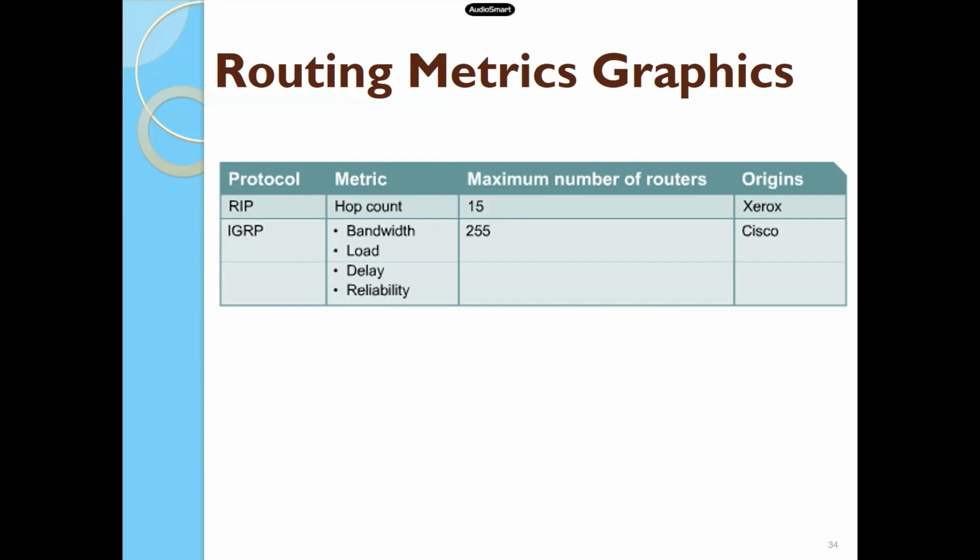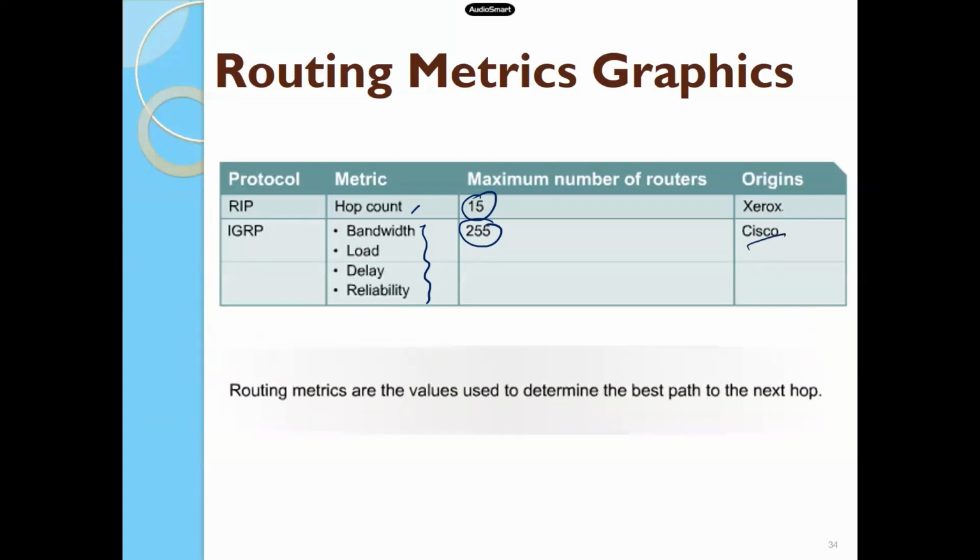So here's a quick comparison between RIP and IGRP. For RIP, the metric is hop count, and the maximum is 15 routers or 15 hops. It was originated by Xerox. IGRP has a composite metric of all those. It has no limit technically, but it is limited to 255, because here it's not about the hop count, or the jumps of the message. And it was developed by Cisco. So by now, I think we all agree that the routing metric is used to determine the best path for the next hop.